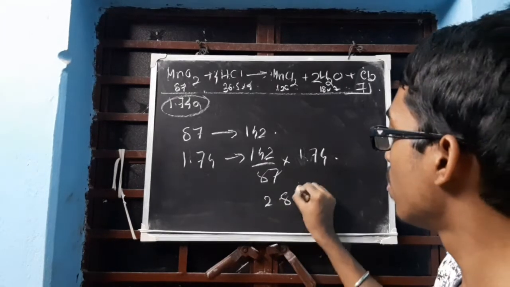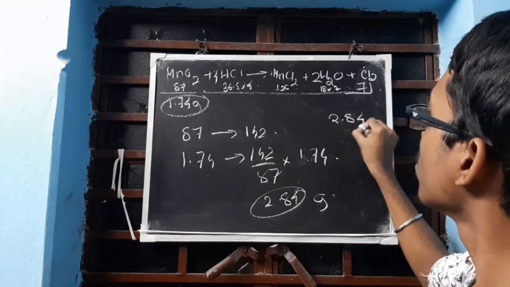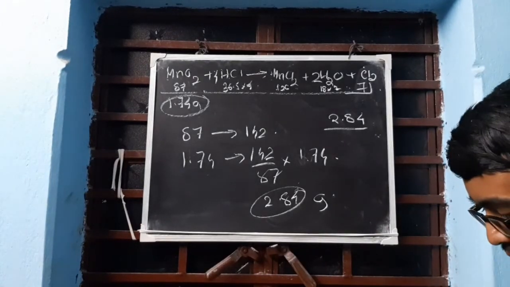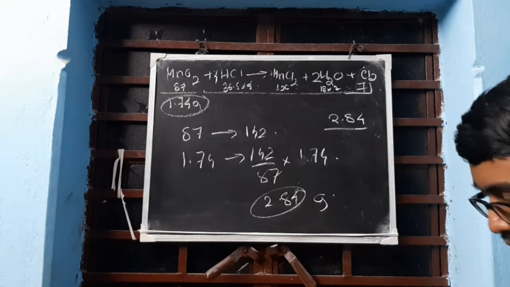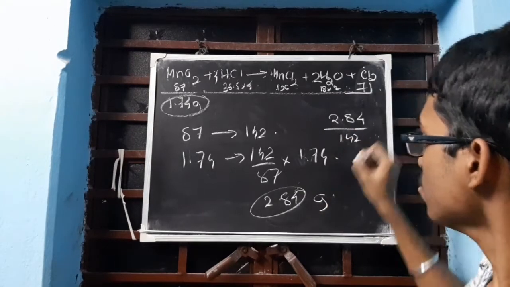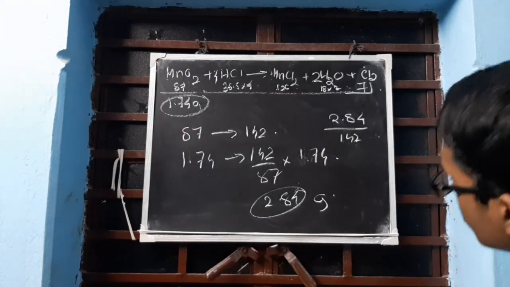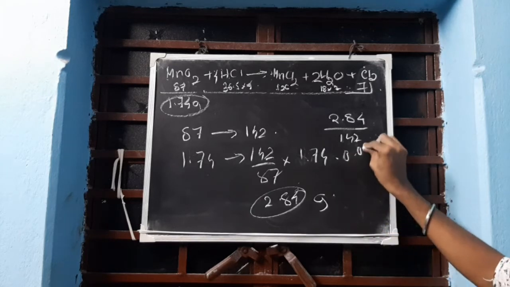2.84. Clear? So this is the mass. So 2.84 divided by the molecular weight, which was probably 142. Again, see, not double. This time it is 2.84 divided by 142. Answer is again 0.02.